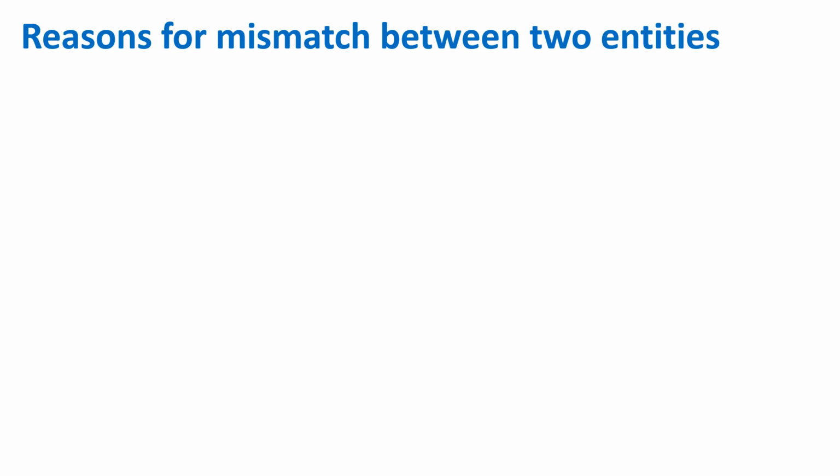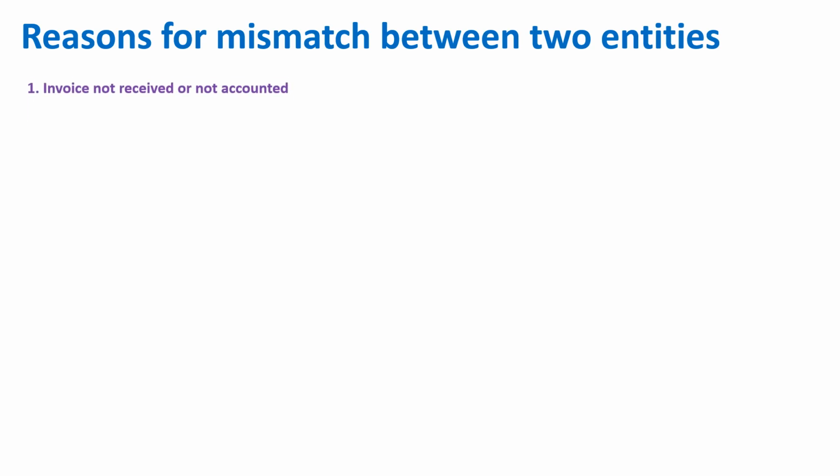Now let's try to understand the reasons for mismatch between two entities. Why will there be a difference between two entities? If we understand the logic or the root cause of this, then when we do the reconciliation, we can pass the necessary entries. So understanding these reasons is very important.